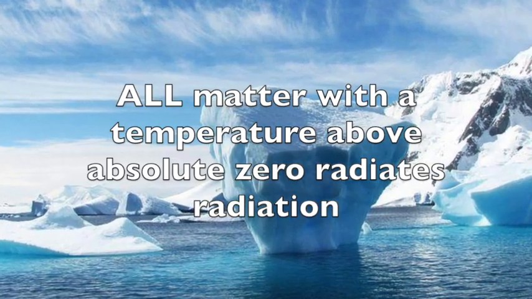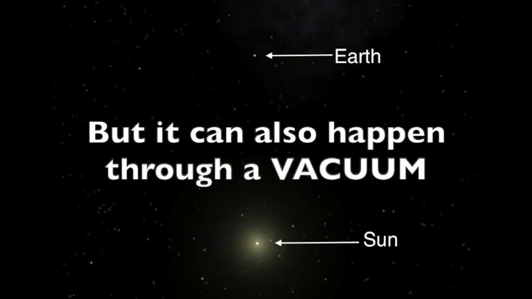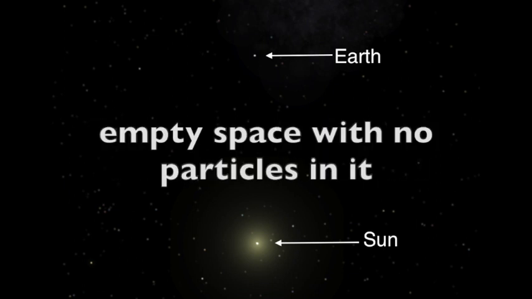Now, thermal radiation means the transfer of thermal energy by electromagnetic waves. Remember that these waves are not matter. They involve pure energy. All matter with a temperature above absolute zero radiates these, even you. And it's possible to see thermal energy using special cameras. And this can be pretty cool. Thermal radiation can happen through solids and liquids and gases, but it can also happen through a vacuum, and a vacuum is not a vacuum cleaner. It's basically empty space with no particles in it.